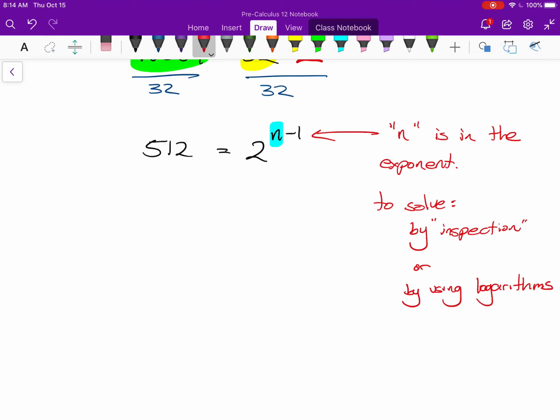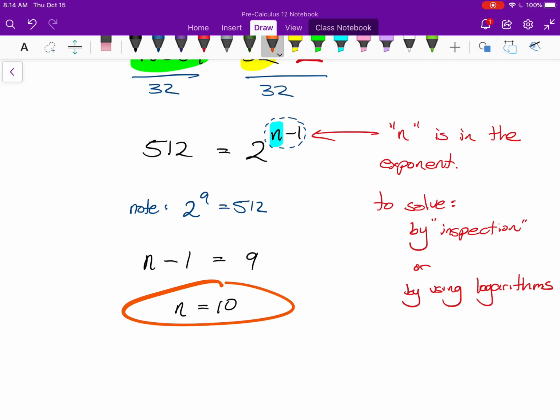Really, I've got to think about 2 to the power of what equals 512. And it shouldn't take you too long to do a bit of guess and check. You should find that 2 to the power of 9 equals 512. So that means that n minus 1, not n, equals 9. So n must be 10. And again, it really shouldn't take us more than 30 seconds to figure out that 2 to the power of 9 is 512.